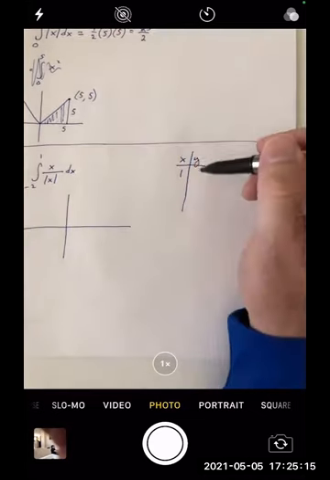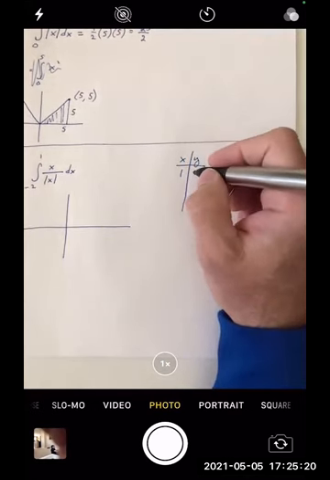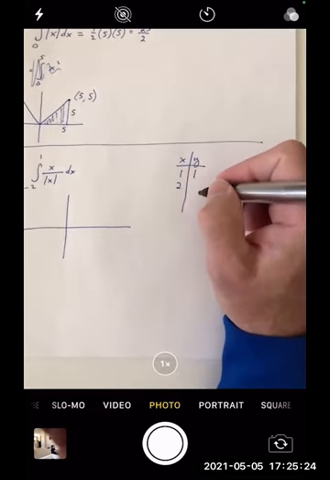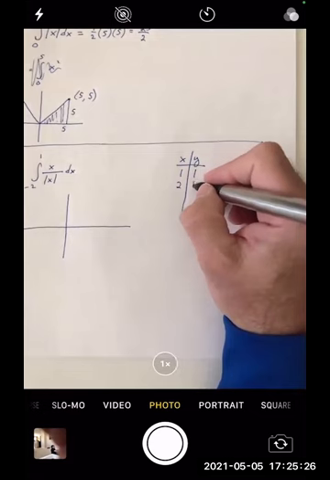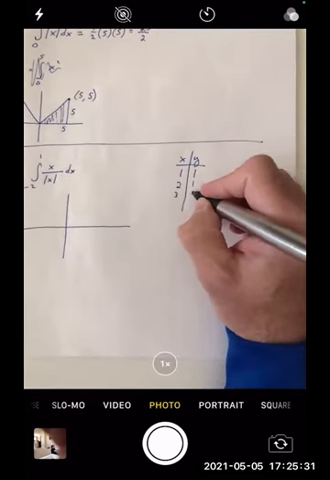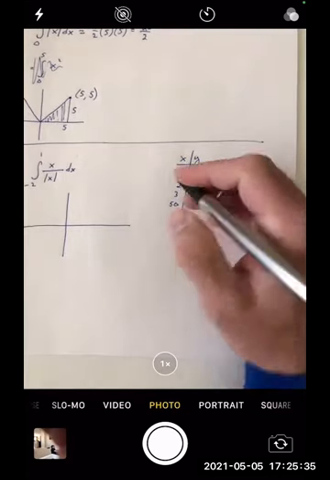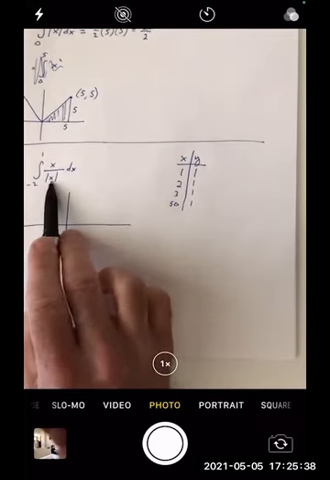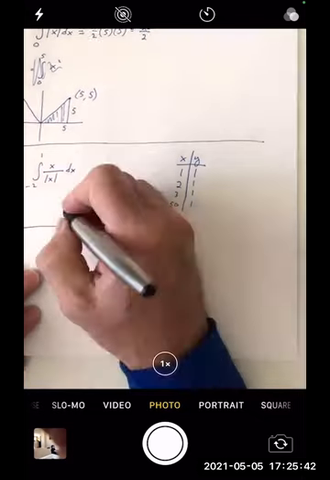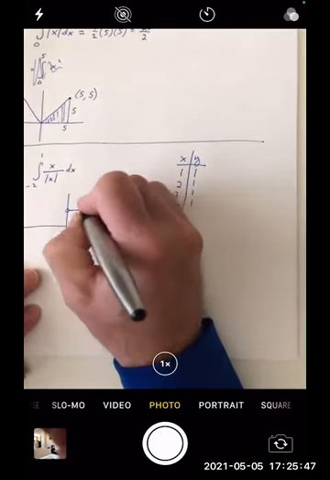So if x is 1, the y value would be 1. If x is 2, 1. If x is 3, 1. If x is 50, 1. So as long as x is higher than 0, the curve is just going to be right at 1, going off that way.